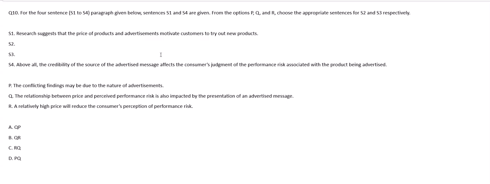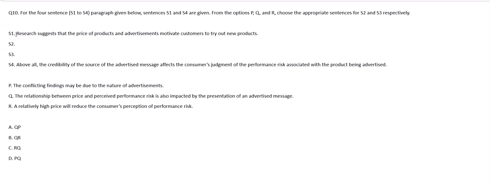This will be a bit confusing because you have to understand what the actual sentence is telling. Sometimes general questions will be given so that we can easily understand, and sometimes these types of questions will come. It will be a bit confusing. We have to know what conflicting findings are and what performance risk is. These kinds of questions we have to know.